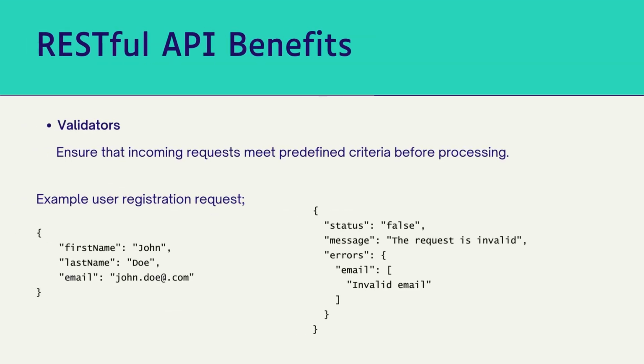And we must ensure that incoming requests meet predefined criteria before processing. This validation can include checking for required fields, data types, value ranges, and business rules. For example, we have an example user registration request, and the response says status false, message the request is invalid, and also gives detailed information about errors, saying the email field is in invalid format.